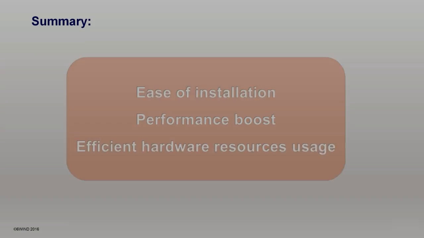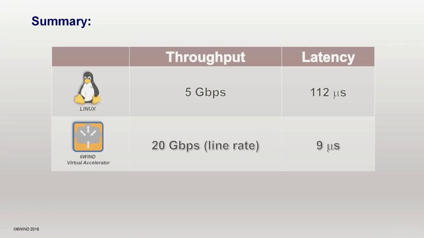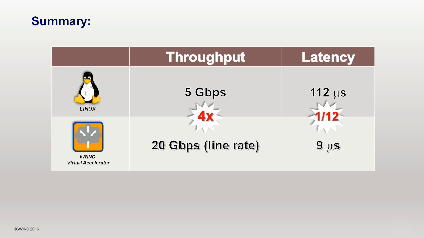In summary, we showed the quick 4-step installation process of 6Win Virtual Accelerator into an NFV infrastructure using the 6Win Virtual Accelerator Mirantis Fuel plugin. Additionally, we demonstrated how 6Win Virtual Accelerator efficiently improves throughput and latency. Specifically, 6Win Virtual Accelerator increases throughput 4 times while reducing latency 12 times compared to Linux.